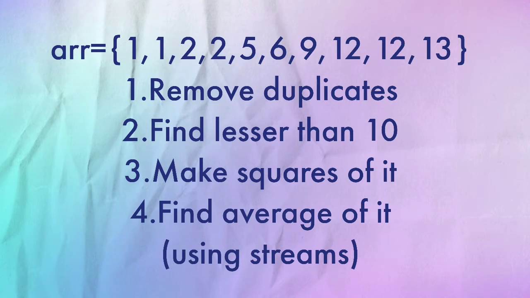this, as you are viewing on the screen, and the questions were: remove duplicates, find values lesser than 10, make squares of them and find the average at the end. So you can use functions. For removing duplicates you can use the distinct function. Then to find lesser than 10, you can use the filter and just pass the condition lesser than 10.